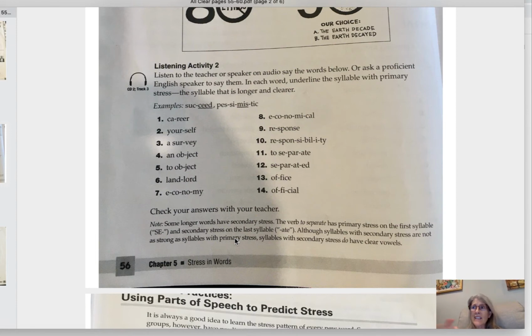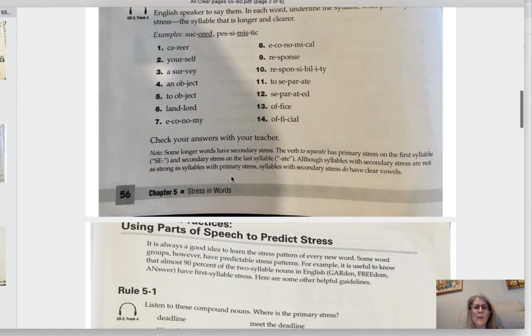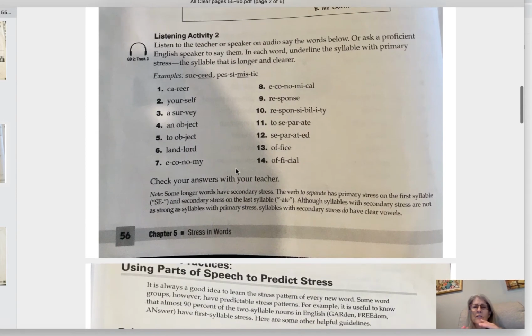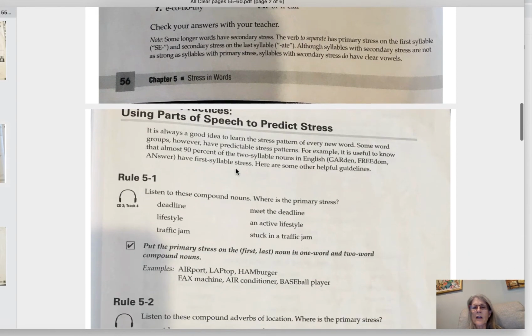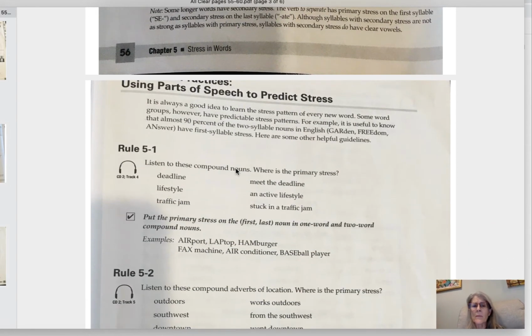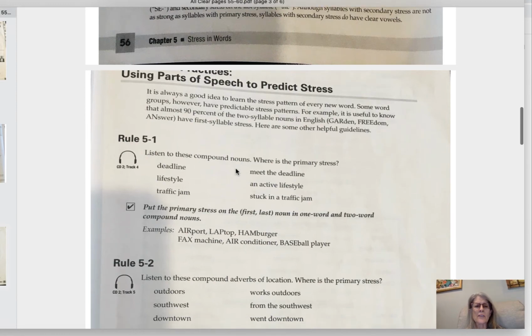So let's do separate again. Separate. Se. Okay, that's our primary, and that has the e vowel. Separate. Ate. You can really hear the A sound in that. Separate. Okay, so I'll work on those. It's really good for you. Even though I don't always assign this work, you really should be listening to all the CD activities in the book, even though I only assign to be turned in some of them, okay? It's really to your best advantage.